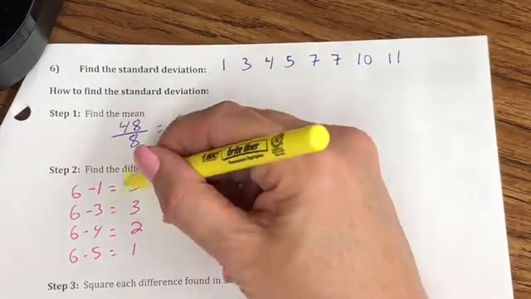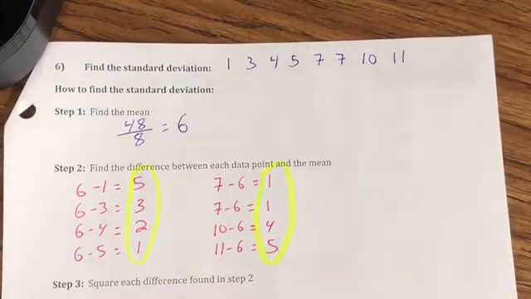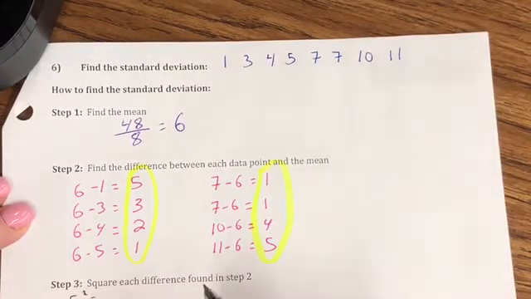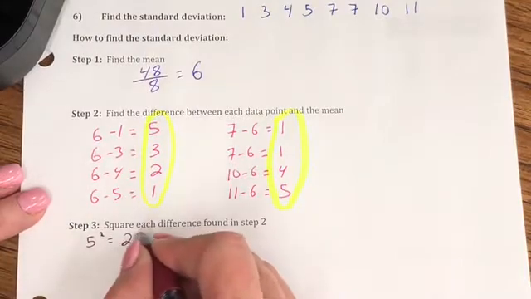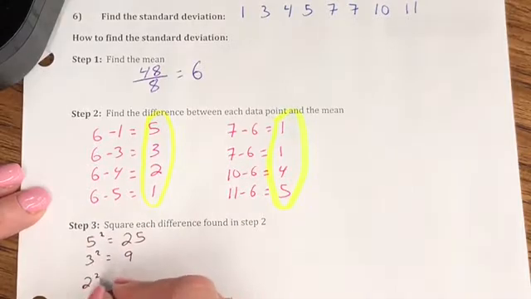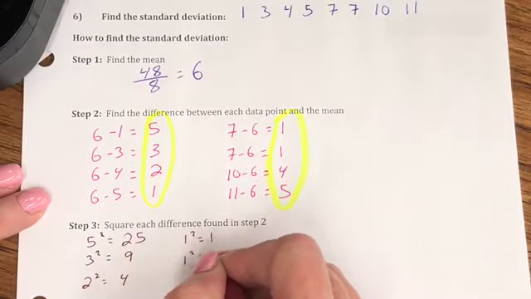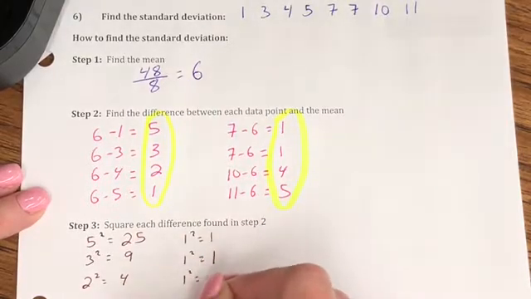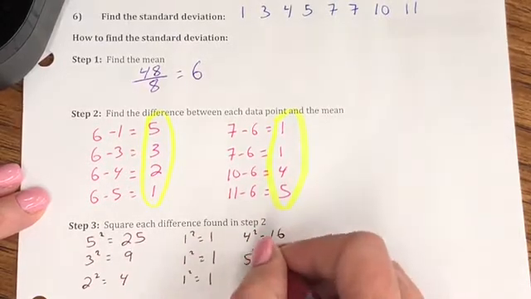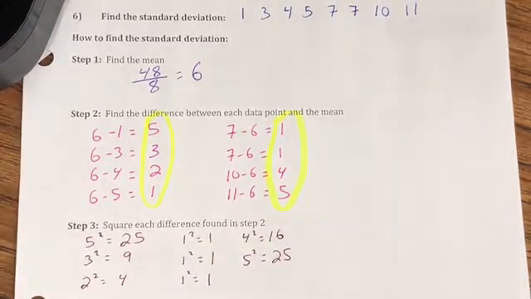Okay, I'm going to take all those differences now, and I'm going to square them. So I have 5 squared, which is 25. I have 3 squared, which is 9. 2 squared, which is 4. 1 squared, which is 1. 1 squared, which is 1. 1 squared is 1. Then I have 4 squared, which is 16. And 5 squared, which is 25. So I've squared each difference.